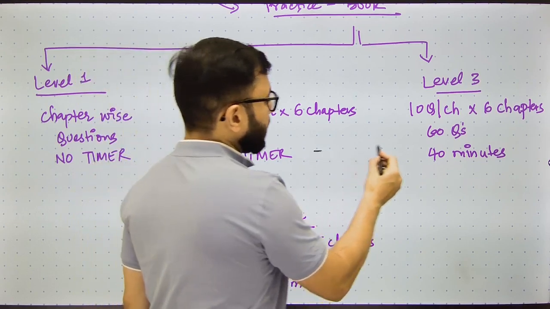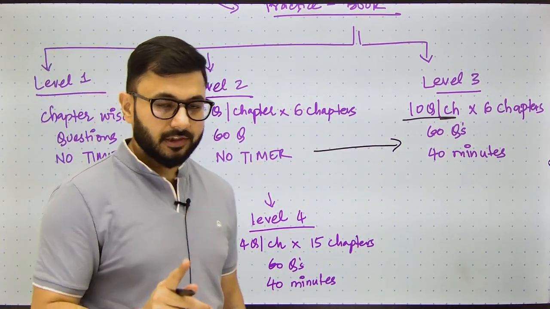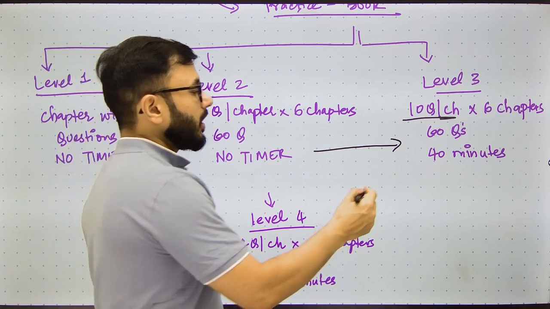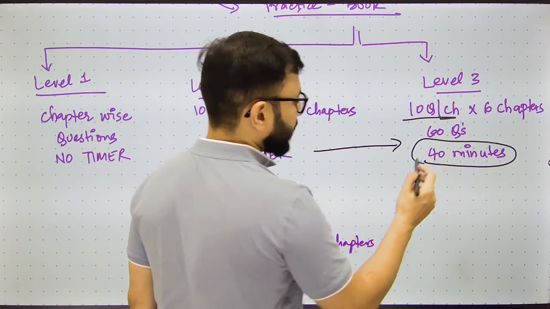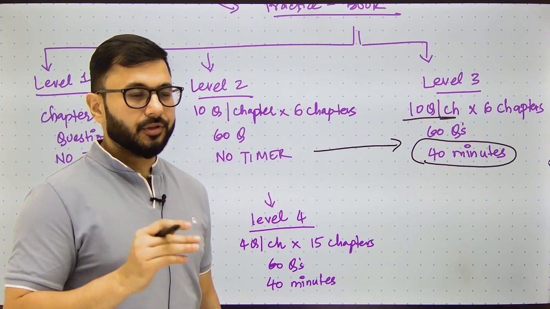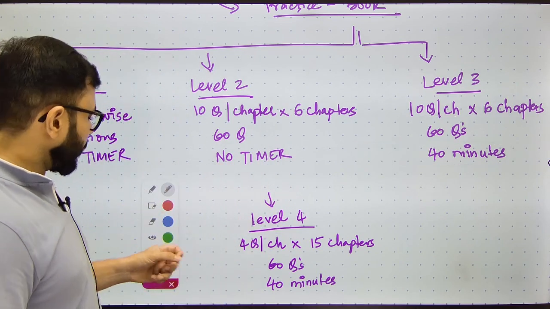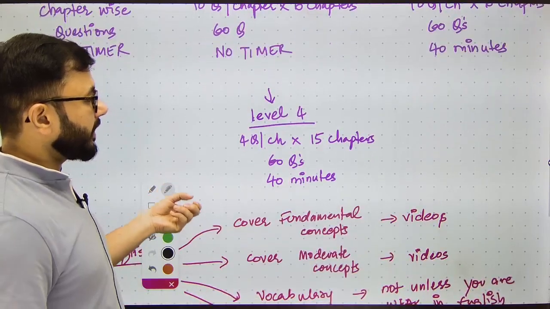Okay. Level 3 is what? I am picking up the same thing, 10 questions per chapter, 6 chapters, that means 60 questions, and I am giving myself 40 minutes instead of 45, which is given in the examination. I am giving myself 5 minutes less. So, 60 questions in 40 minutes. I try to focus on 2 areas, accuracy and speed.